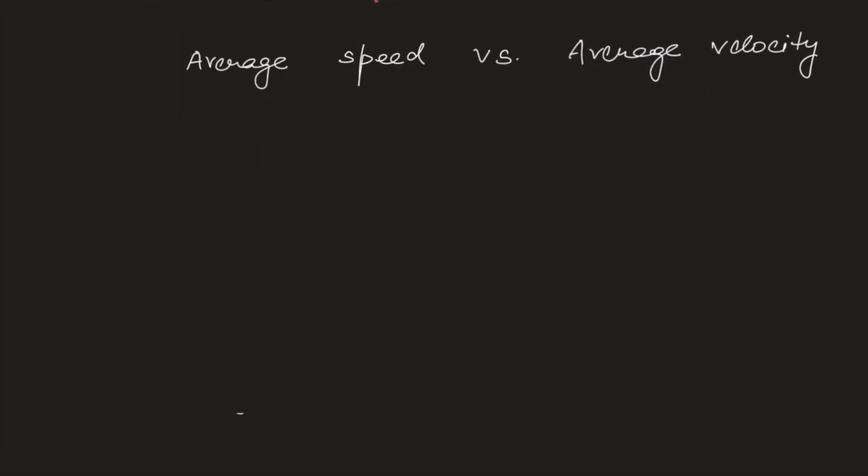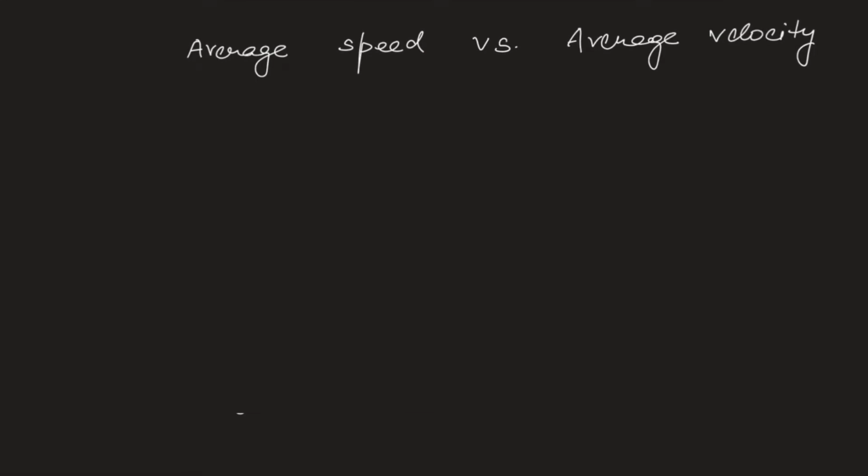Let me move this up. Now we are going to look at average speed versus average velocity. Let's say that a particle moved like this. It started from A, it moved to B, and you have to find out the average speed. Average speed has no vector sign, no vector head, because it is a scalar quantity.